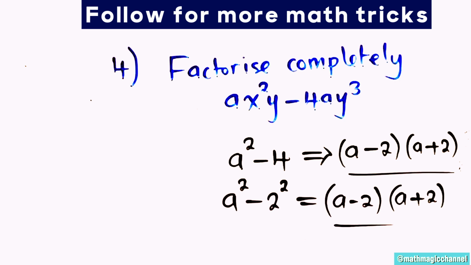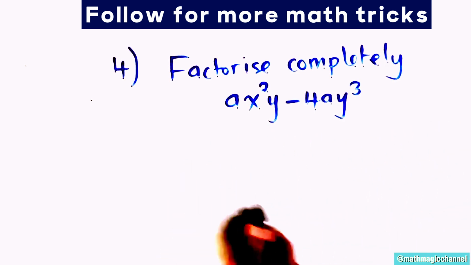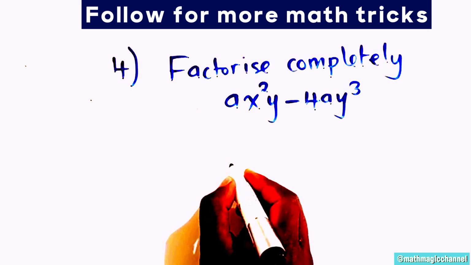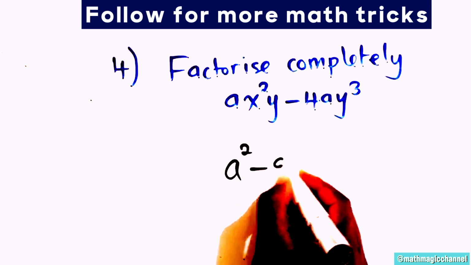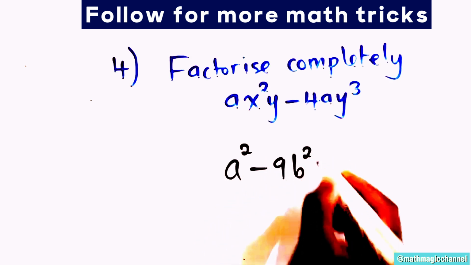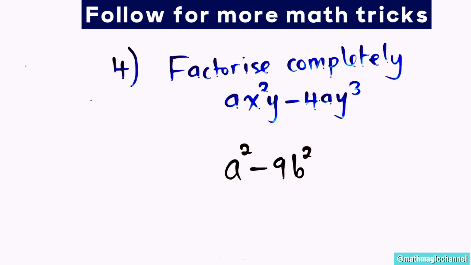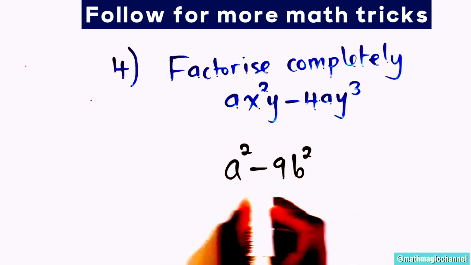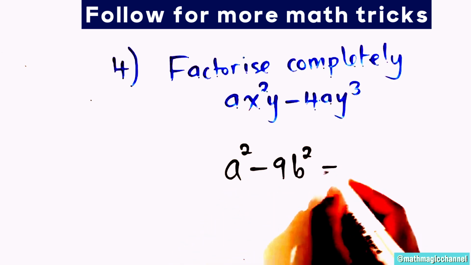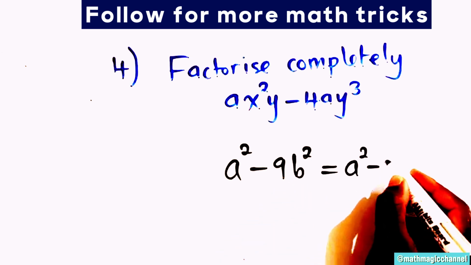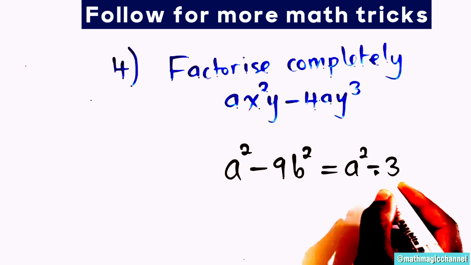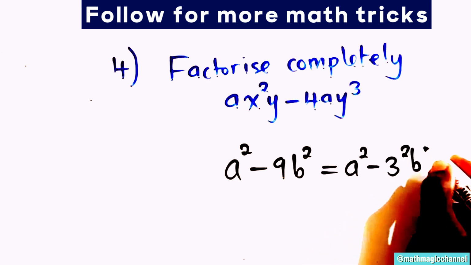Even if I were to give you something like this, let's say I've given you a power 2 minus 9b power 2. I say factorize. Still, even here, you're going to use difference of two squares. You're going to check the letters. Do they have power 2s? Yes. Minus sign? Yes. So we're going to say a power 2 minus, what is the square root of this number? Square root of 9 is 3. So it will be 3 power 2 and b power 2.